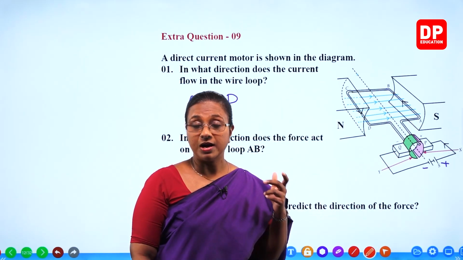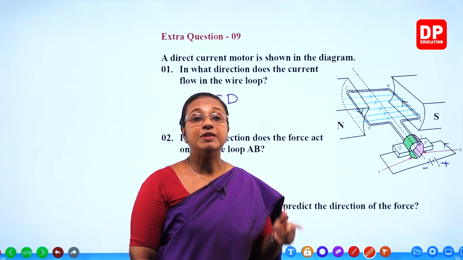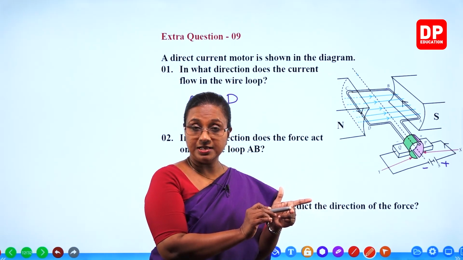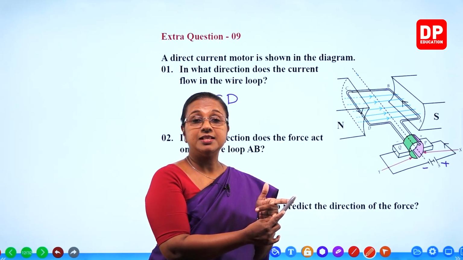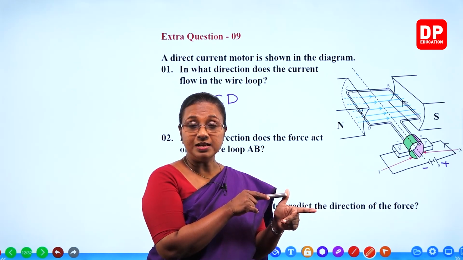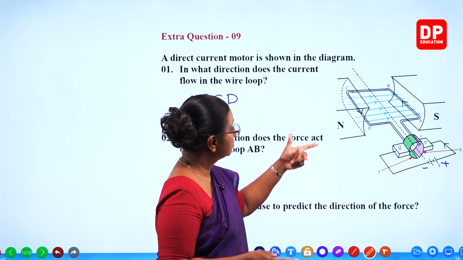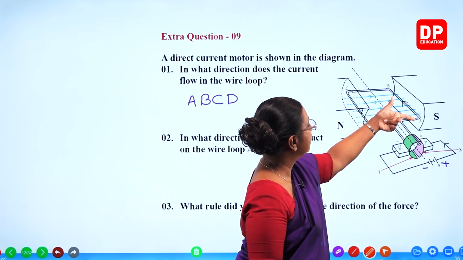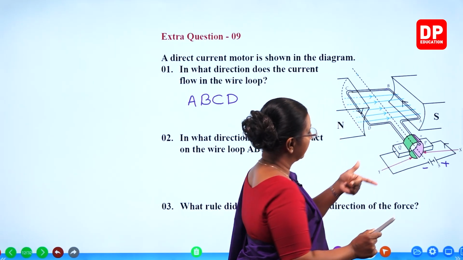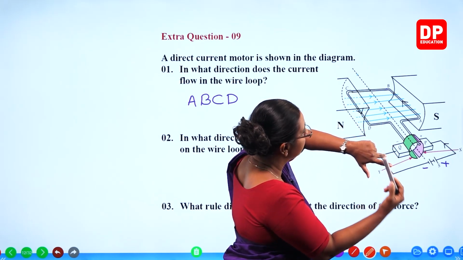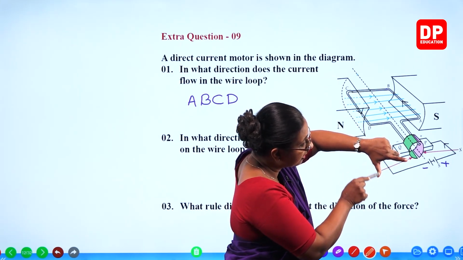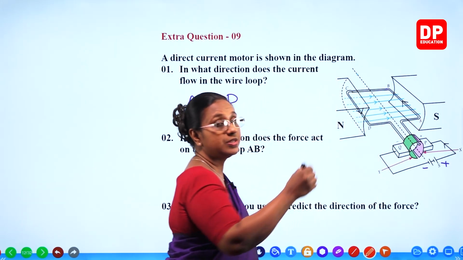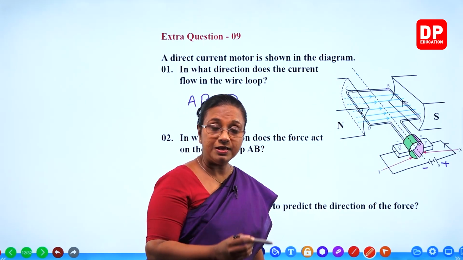Now what is the rule we need to apply here? Fleming's left hand rule. So in the Fleming's left hand rule, you all know middle finger is the direction of the current flow, index finger is the direction of the magnetic field, and thumb will point to the direction of the force. So here, north to south, magnetic field is this way. So index finger will be this way. The current flow is from A to B. So I have to turn my hand this way so that current is inwards, A to B. So the direction of the force is downwards. So loop AB, the force is acting downwards. So the loop AB will move down.